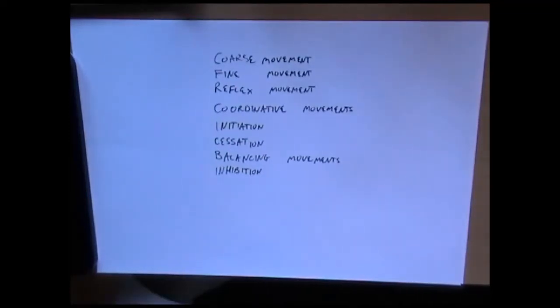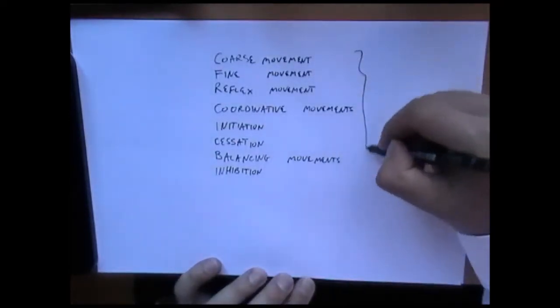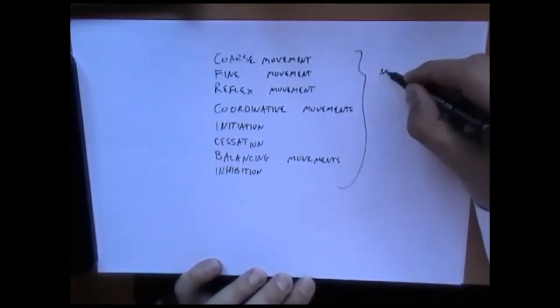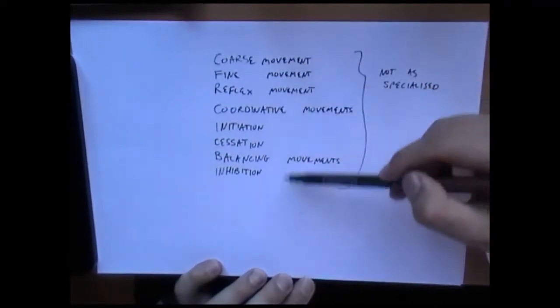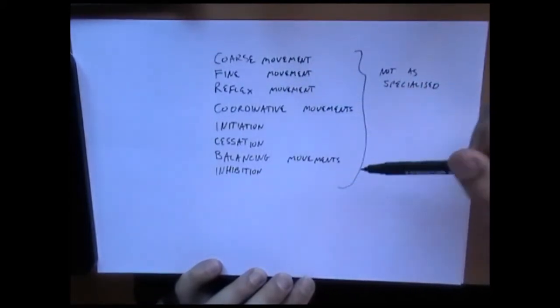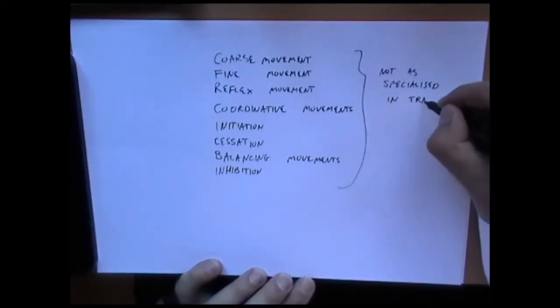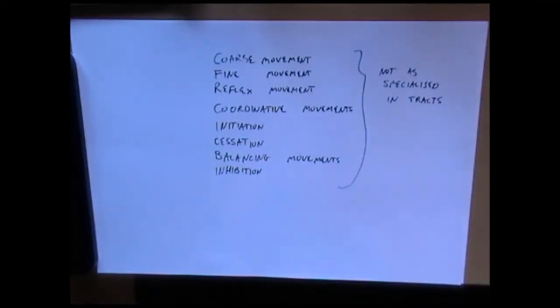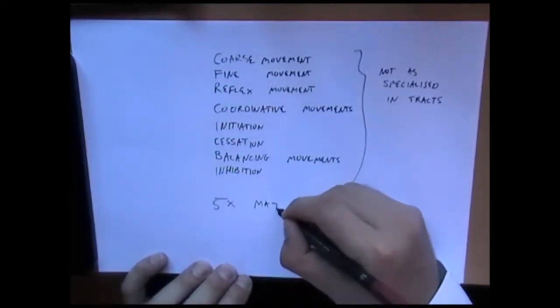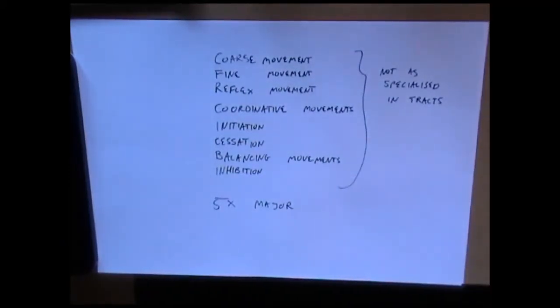Unlike with the ascending tracts, whereby specific groupings are put with specific tracts, these movements are not as specialized. The descending tracts carry all types of movements. They're not specialized to carry specific types, unlike the ascending tracts. Descending tracts can carry any and all types of movement. So let's discuss these descending tracts. We're going to go through the five major ones. There are some minor tracts, but we're not going to discuss them because the clinical significance is not really well defined.